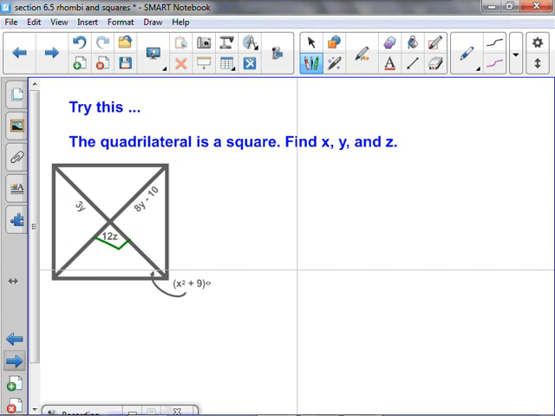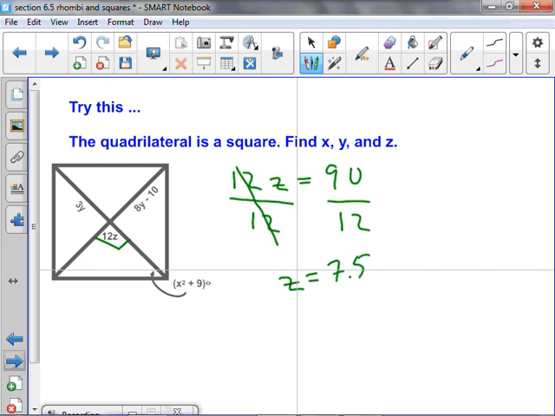I know because this is a rhombus that the diagonals meet at a 90-degree angle. They're perpendicular, so 12z equals 90. Divide by 12. And you should get, most of the time, 7.5. Okay. I also would have taken 45 over 6, which is also known as 15 over 2.